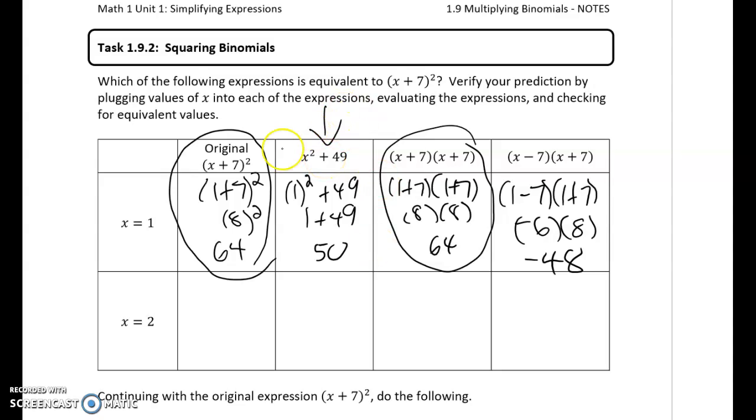This example proves to you that that does not work. These are not equivalent expressions, okay? The only way that you want to interpret how to evaluate squaring a binomial is like this.